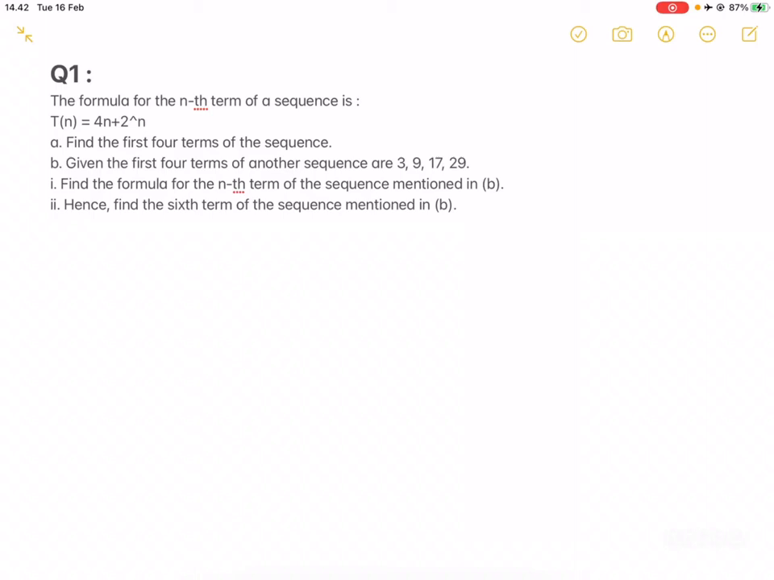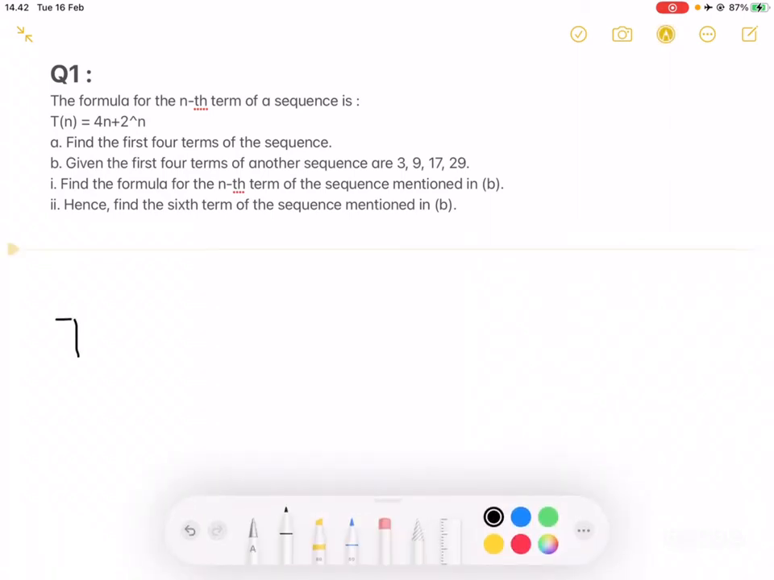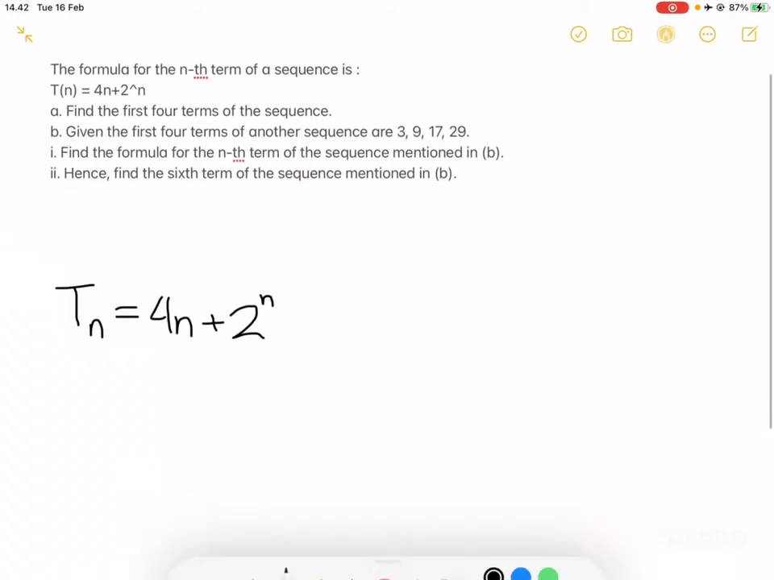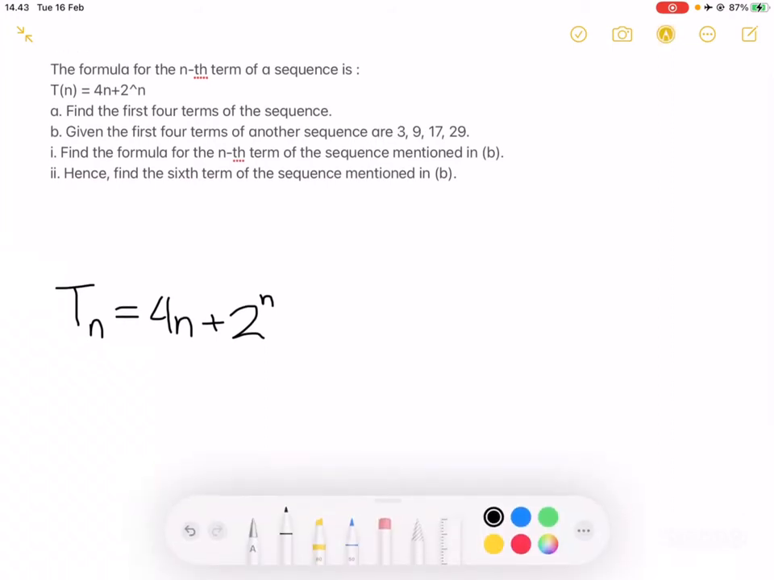So question 1. The formula for the nth term of a sequence is t of n is equal to 4n plus 2 to the n. Pretty interesting. And part A says find the first 4 terms of the sequence, and that's just relatively simple.